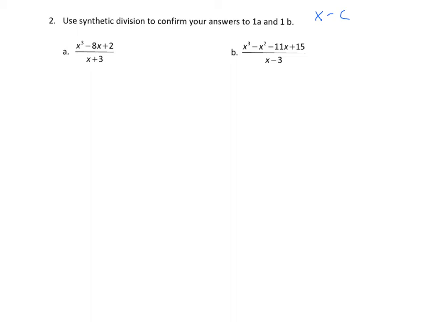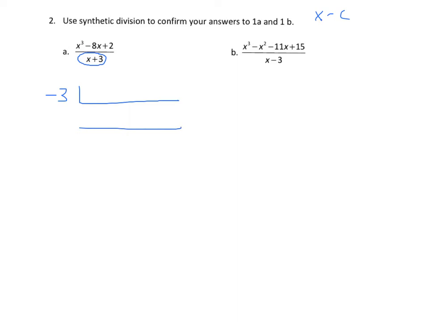So here's how it works. You take your expression on the bottom and you figure out the number that would make it equal 0. So that would be a negative 3 in this case. That's the number that I put in front. And then I make a shelf and another shelf. So bear with me.